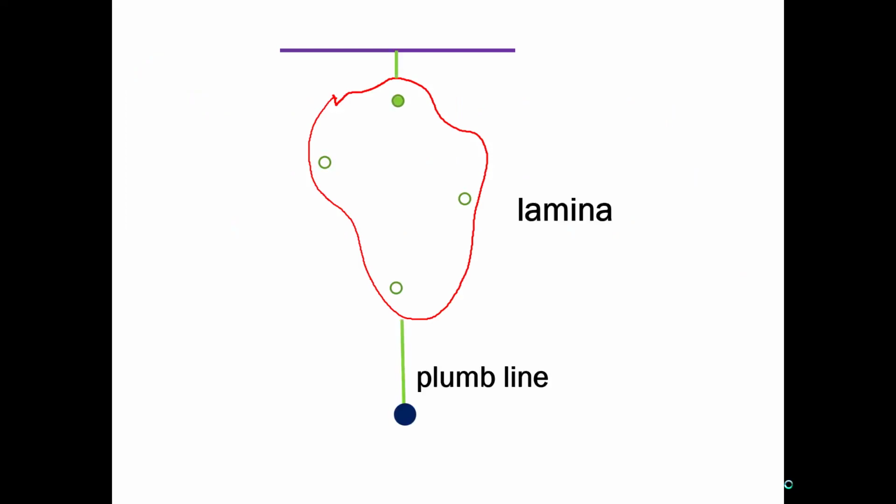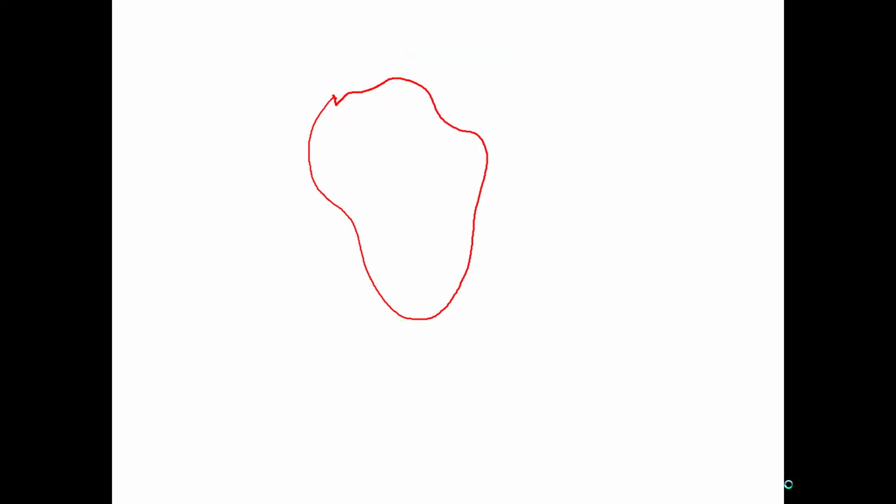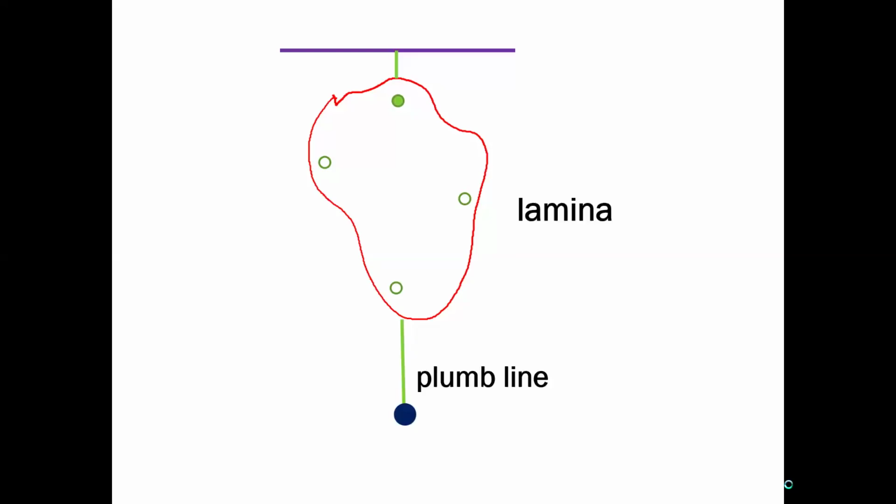Look, this is a lamina, plumb line lamina. A lamina is a random shaped card, and we are hanging it from a position. We hang the lamina from the plumb line, and the plumb line is a string with a metal bob behind the lamina.